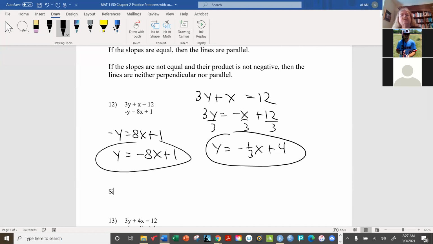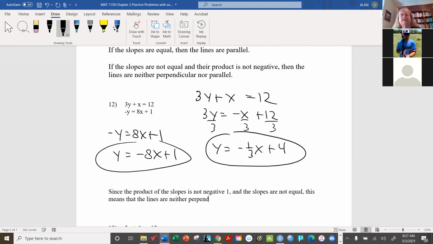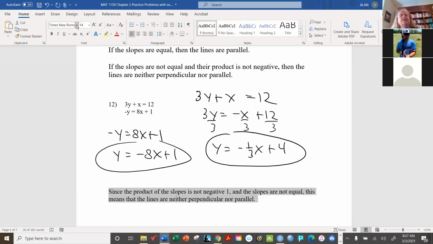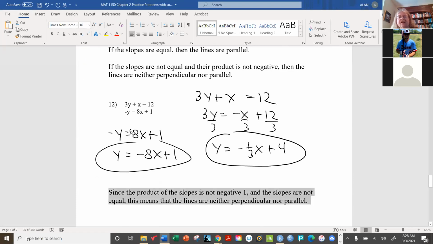Okay, so since the product of the slopes is not -1, and the slopes are not equal, this means that the lines are neither perpendicular nor parallel. Okay, and that's all you had to say. And most lines, let's face it, are not going to be either. In fact, it's kind of rare that they do fall into one of these categories. If you look at all the potential lines out there, the vast majority of them would not fall into either category.